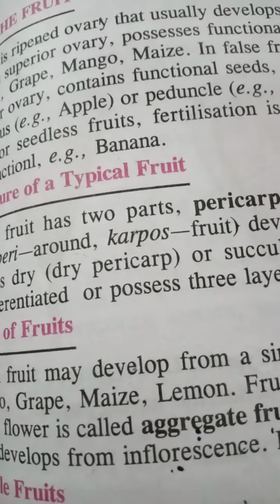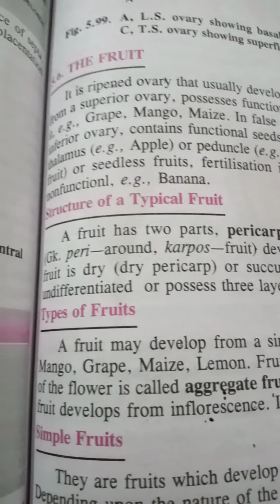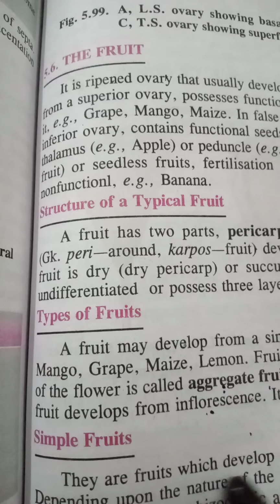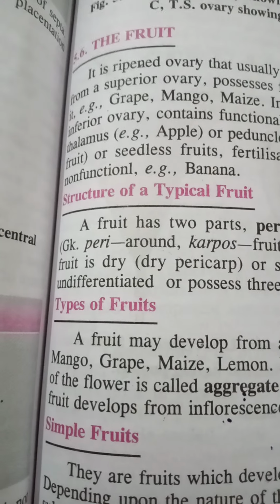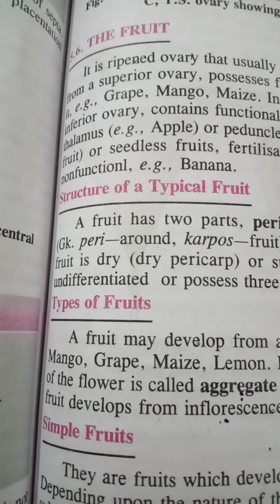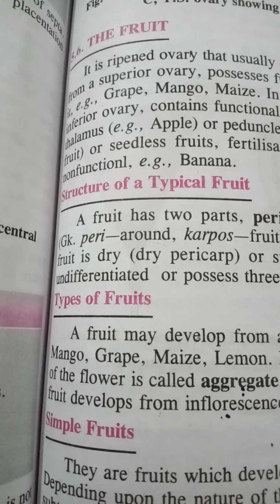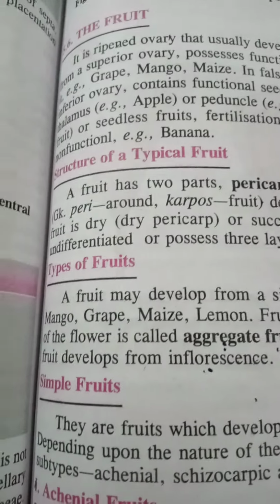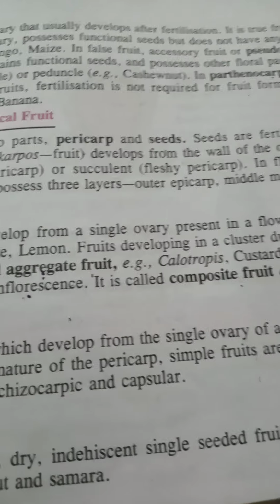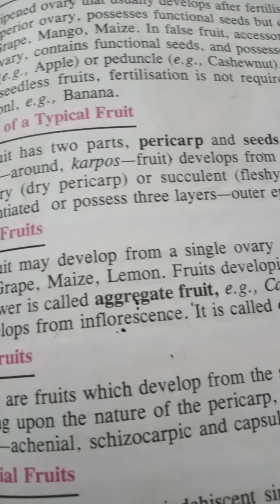Basically the fruit is divided into simple fruit, aggregate fruit and composite fruit. Simple fruit means which develops from a single ovary. If a polycarpellary apocarpous flower develops fruit, then it is known as aggregate fruit. And if the fruit is developed from the inflorescence, then it is known as composite fruit. So let us now see the different types of simple fruit.